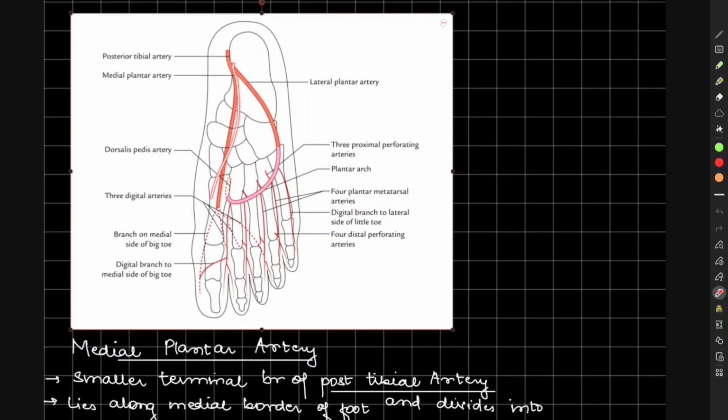So this is our medial plantar artery, which is the smaller terminal branch of the posterior tibial artery, which further divides into branches, which lie on the medial side of the toe, and divides into three digital arteries, which further anastomose with our plantar metatarsal arteries. Among the plantar metatarsals also, it anastomoses only with the first, second, and the third.